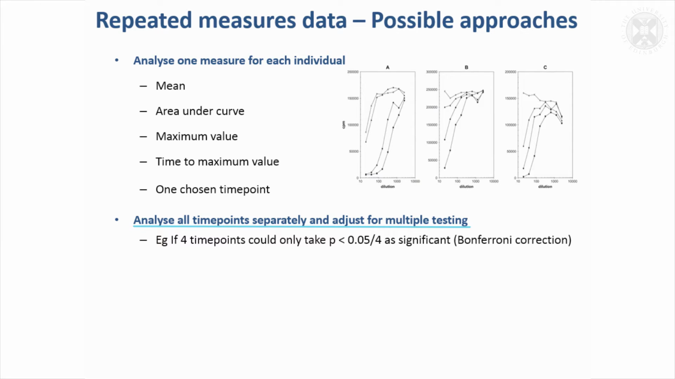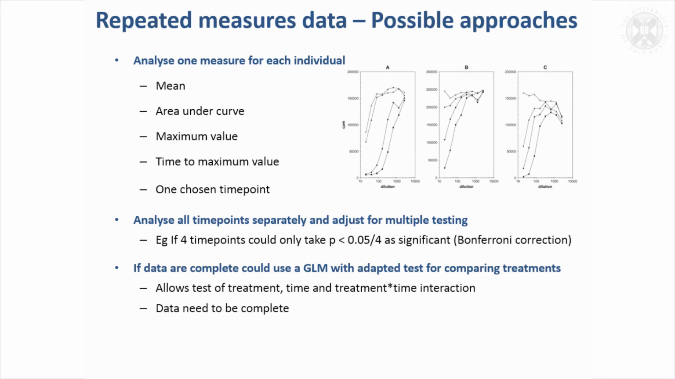But I think you do need to bear in mind the possibility of getting a result by chance, because you're doing multiple testing. If the data are complete, you can, as I mentioned on the last slide, use a general linear model, but you would then need to make sure you adapt your test for comparing the treatments to make sure they're compared using variability that occurs between the individuals and not treating the observations as independent across time. And it really can't be done if the data are not complete. It doesn't work. But there are packages that will allow you to do this properly for complete data. You'll see repeated measures analysis of variance as an option.